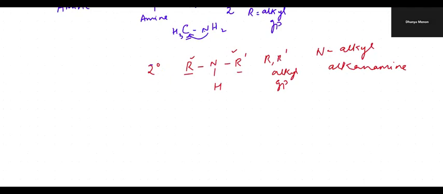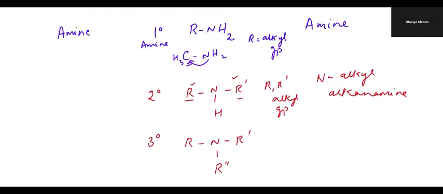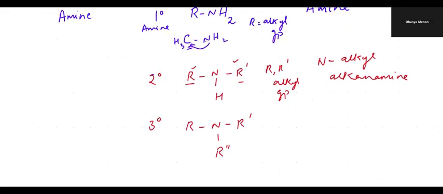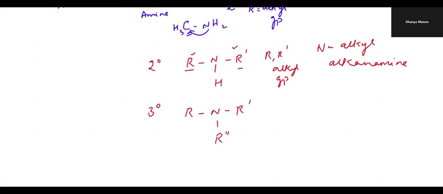Then I also have tertiary, where nitrogen is connected to three alkyl groups. So all these R or alkyl groups can be the same or different. So this is a tertiary amine. All these amines are important, and secondary and tertiary amines you will be learning mostly in grade 12. More use will come there because you have the whole lesson on amines. I hope I'm clear.